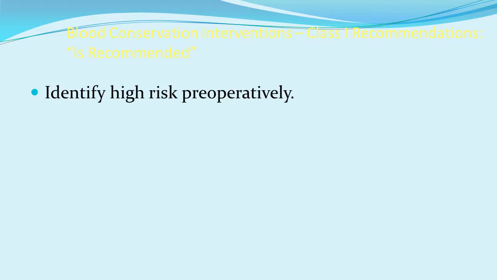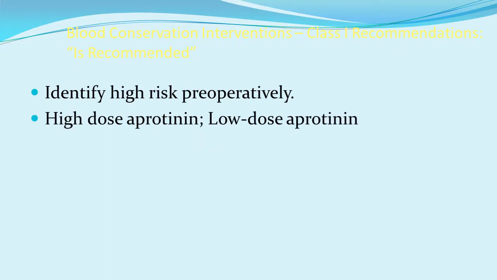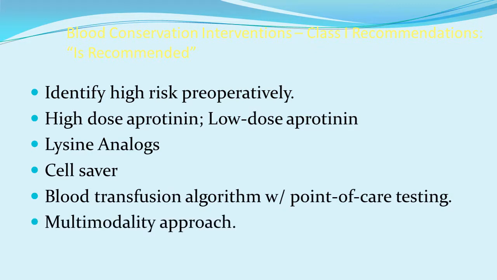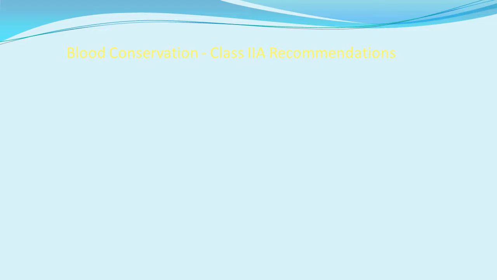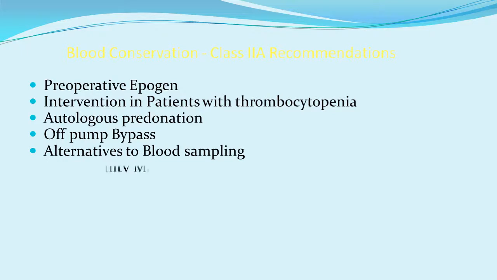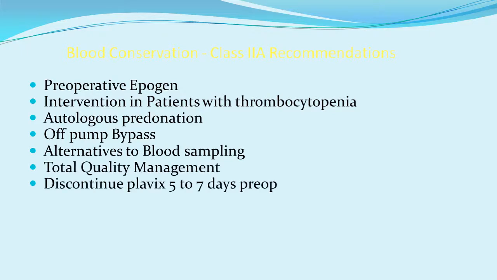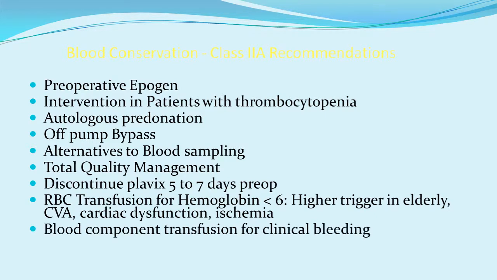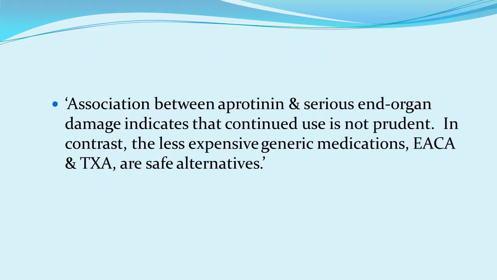So blood conservation interventions: identify the risk preoperatively. High dose aprotinin, lysine analogs, cell saver, blood transfusion algorithms, and a multimodality approach. Blood conservation class 2 recommendations: preoperative epogen, intraoperative care in patients with thrombocytopenia, autologous pre-donation, off-pump bypass, alternatives to blood sampling, total quantity management, discontinuing Plavix, and transfusion for hemoglobin less than 6, with a higher trigger in the elderly, severe cardiac dysfunction, ischemia, and blood component transfusion for bleeding.